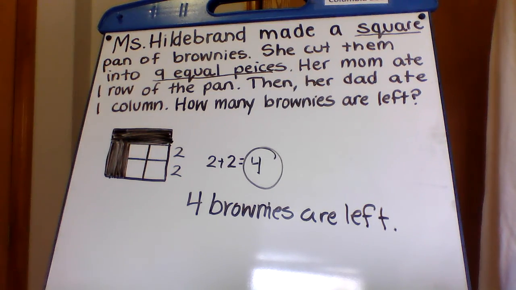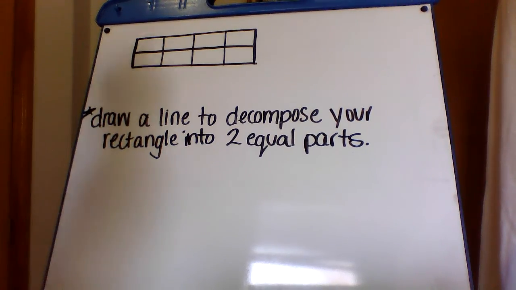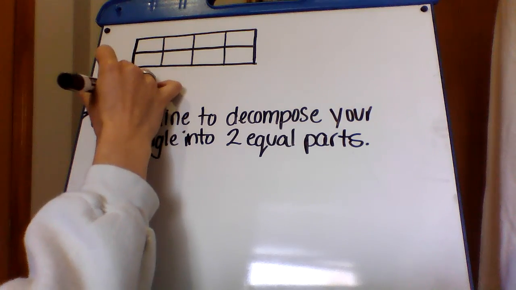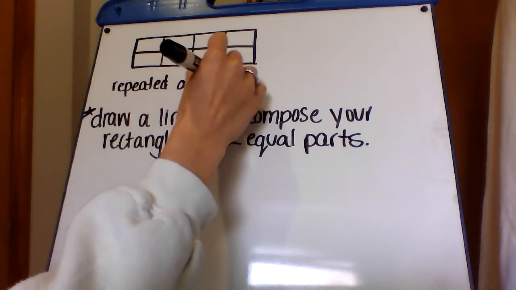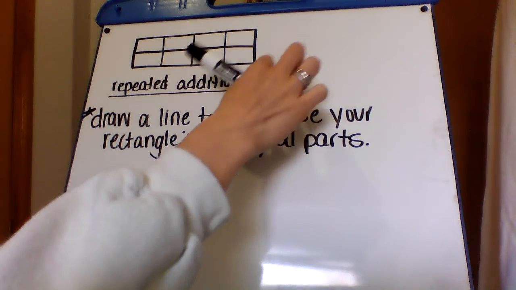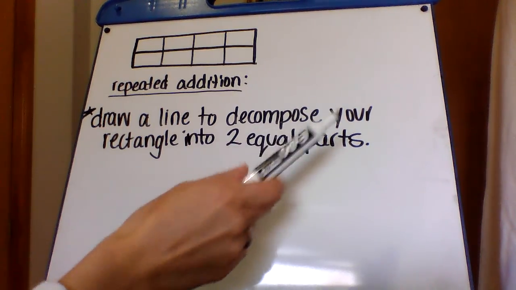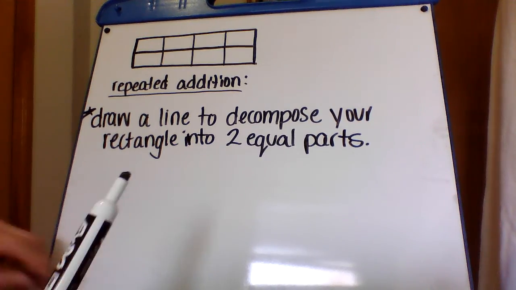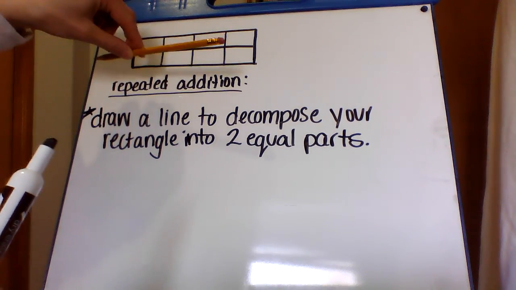I am going to make one up quickly for you guys that you can decompose at home. Okay, so I made one up for you. I want you to try to do how many rows or how many columns. I want you to write your repeated addition. Okay, so you can write that here. I also want you to make sure to draw a line to decompose your rectangle into 2 equal parts. So remember, that's when we were trying to figure out, is this equal? Is this equal? Is this equal?